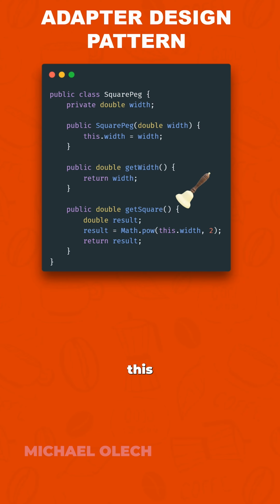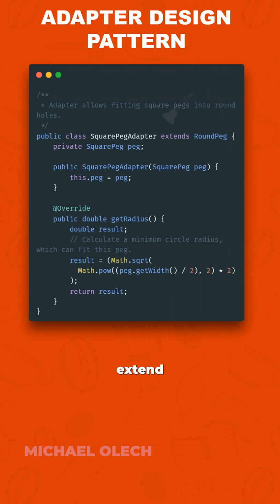In situations like this, we have to use the star of this show. To create an adapter, first we have to extend the round peg class by inheritance. Now we have to keep a reference to the square peg as a private field of this class and assign it during creation. Once we have access to the public methods of round peg, we have to override them with our custom logic.